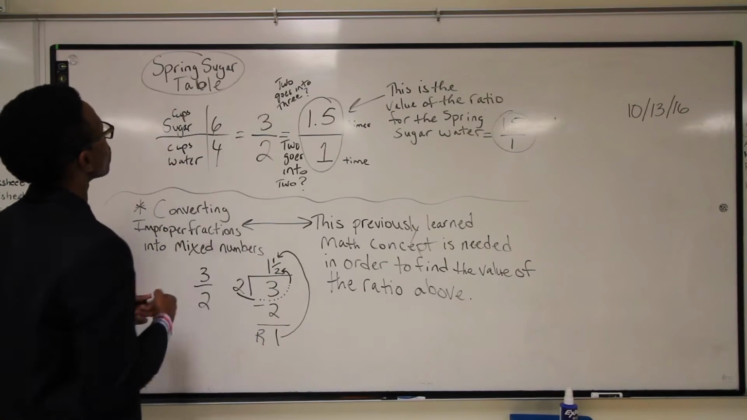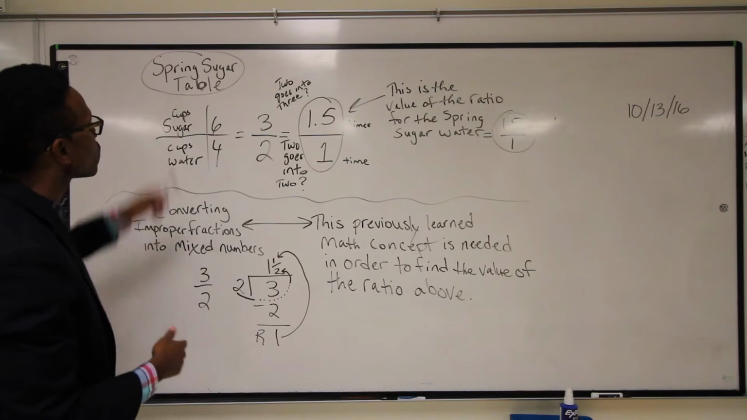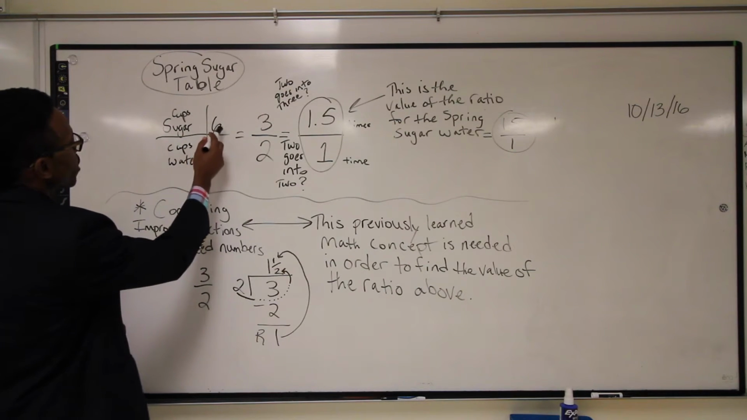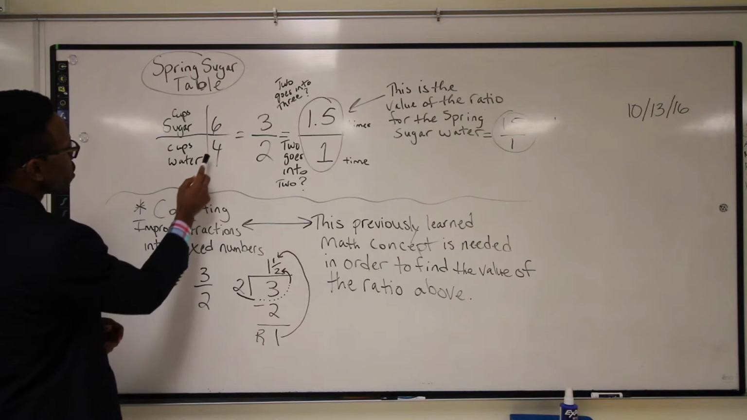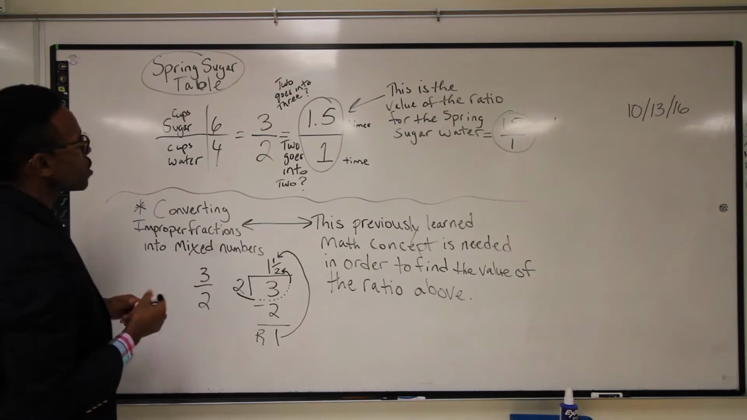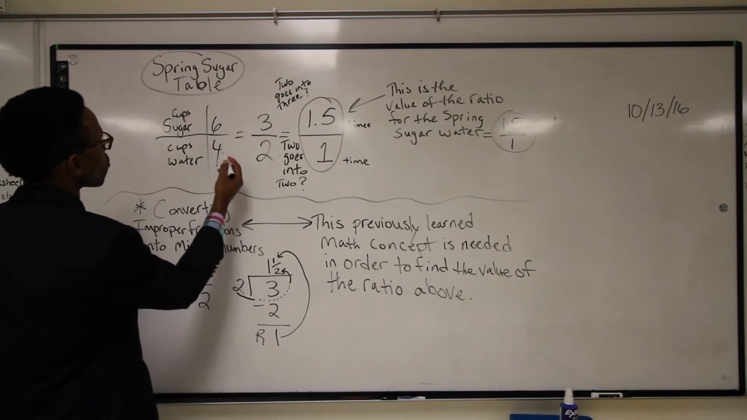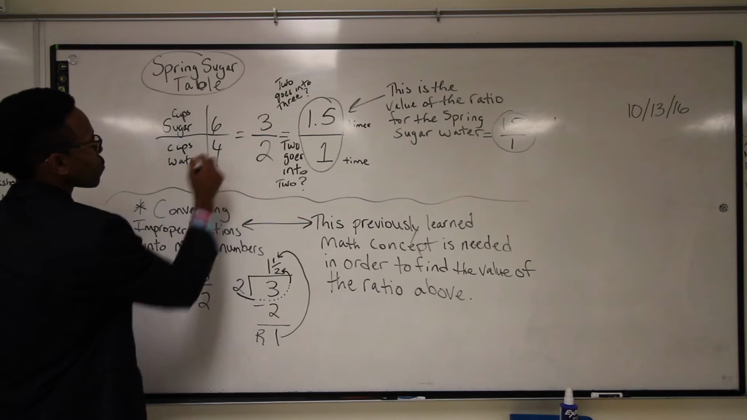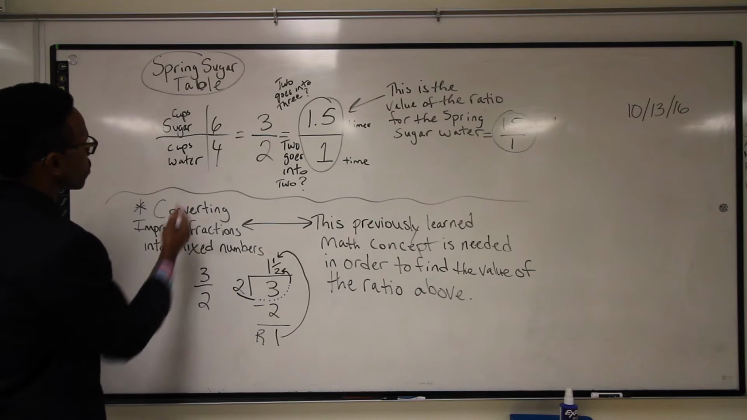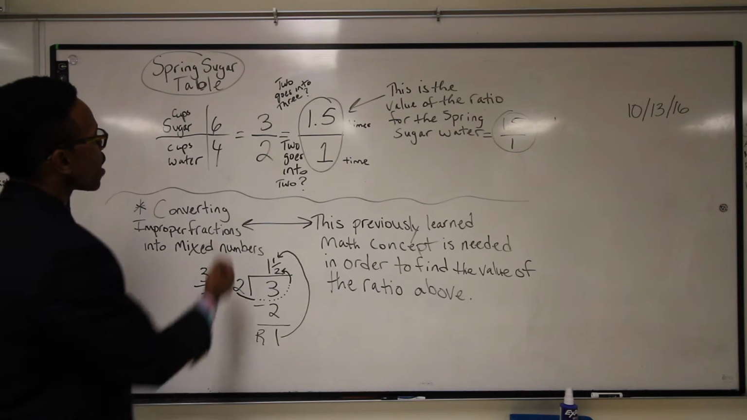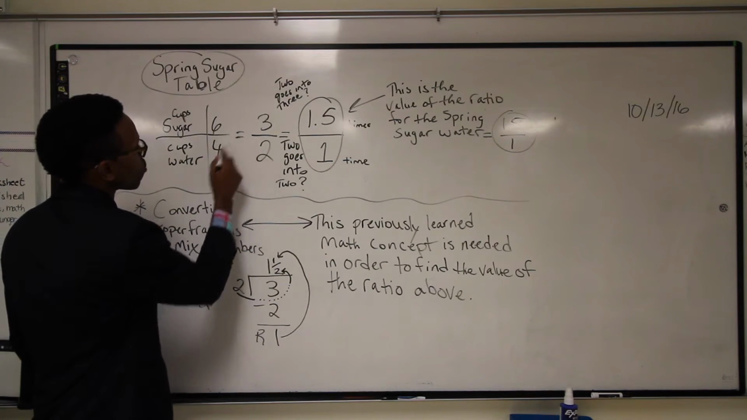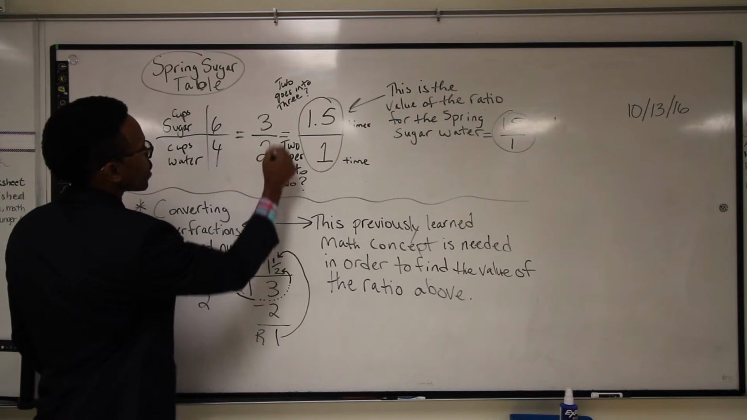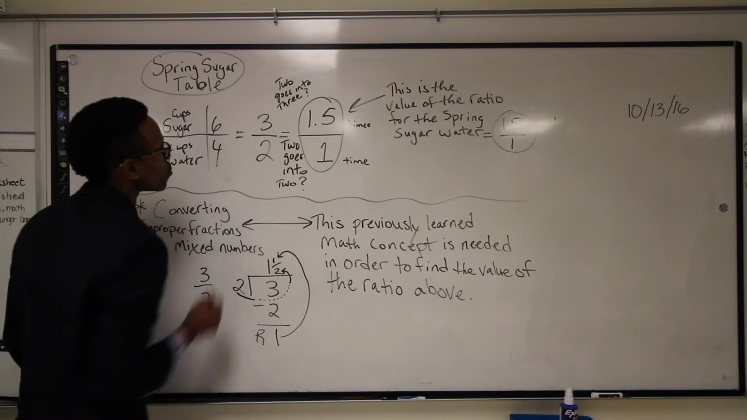So first, to start off, the spring sugar table. This is one of the ratio tables that we worked on in class. Here you see 6 cups of sugar to 4 cups of water. So we know, and most of you have no problem in this area, that the first ratio we have is this 6 to 4. So for every 6 cups of sugar, there's 4 cups of water. Now most of you have no problem with this either, you know that ratio can be broken down to 3/2.